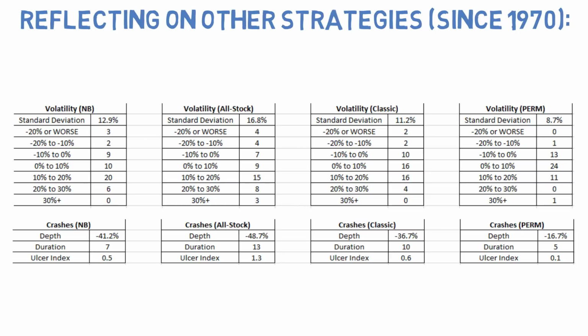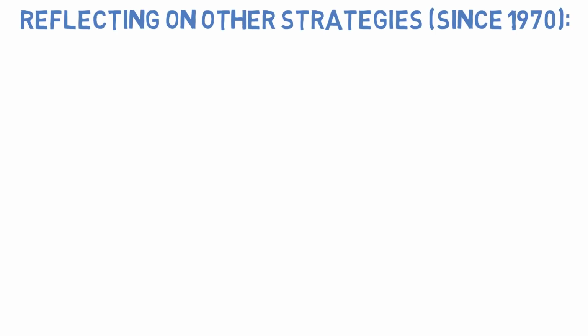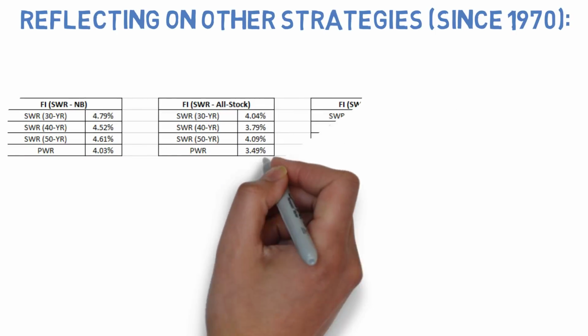Its average ALSR index of 0.5 came in second behind the permanent portfolio, which posted a frankly astonishing 0.1 during this stretch. However, the no-brainer strategy showed better than expected resiliency with its longest crash lasting just 7 years, good for second place behind the permanent portfolio, which never spent more than 5 years recovering from a single crash during this time frame. As far as investing for financial independence goes, the no-brainer strategy performed fairly well.